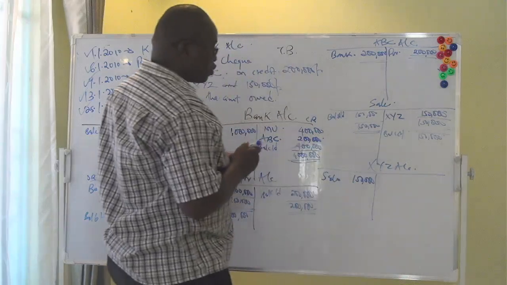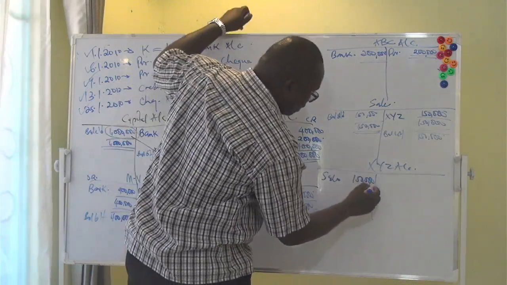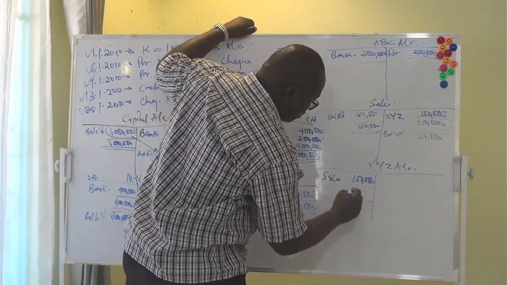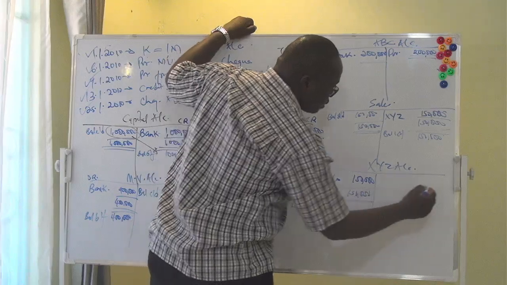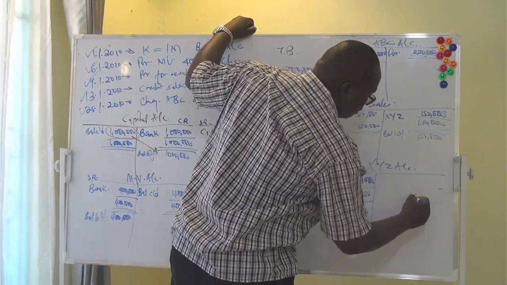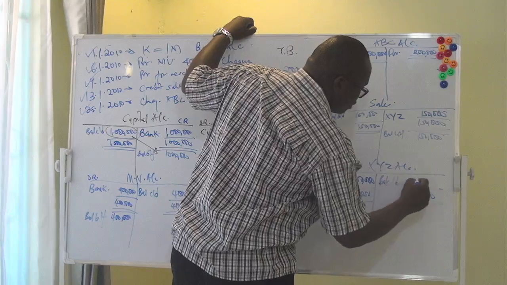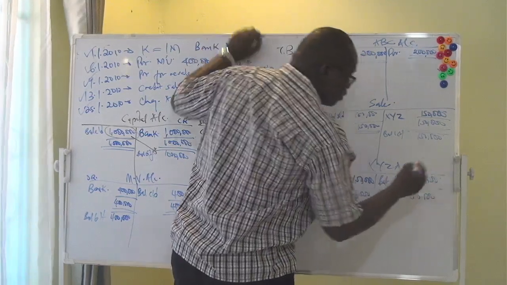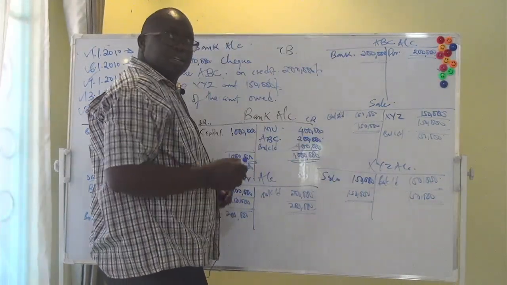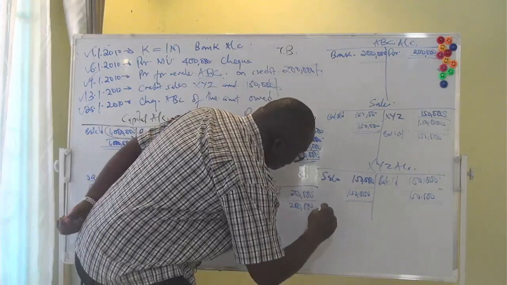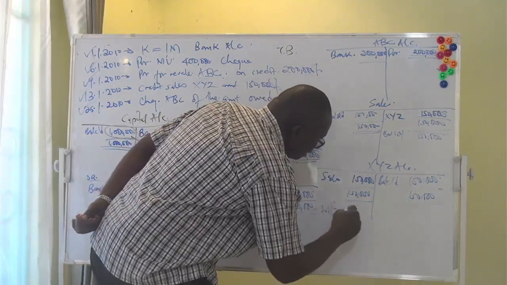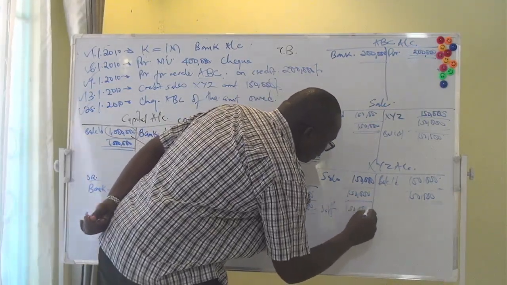Then I come to XYZ company again. This is 150,000. Balance carried down is 150,000. Then balance brought forward is 150,000 shillings.